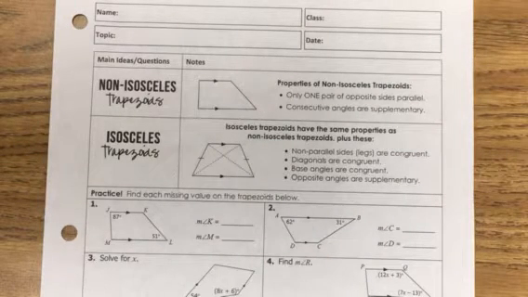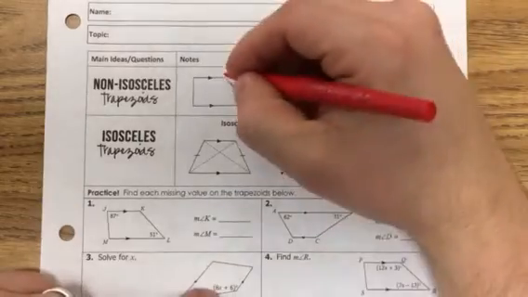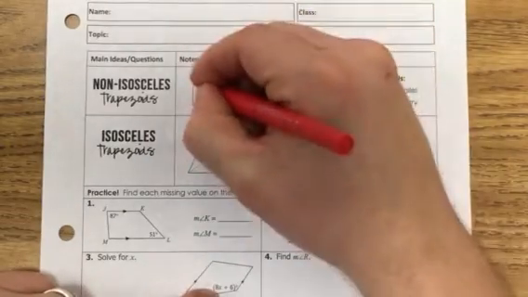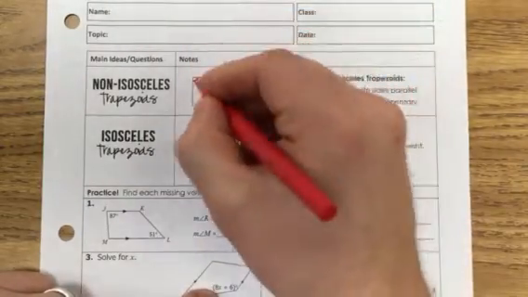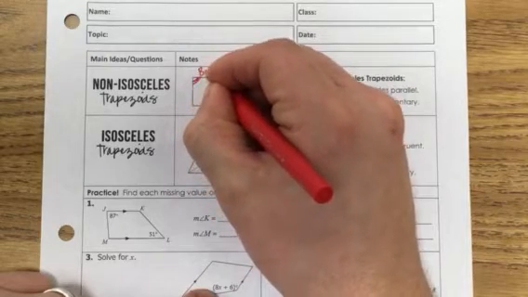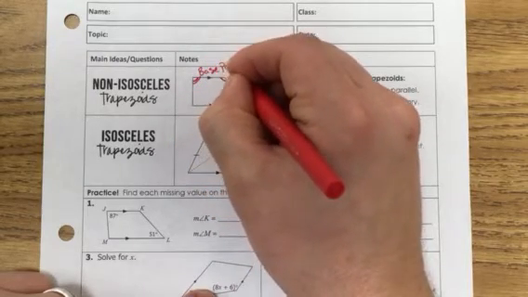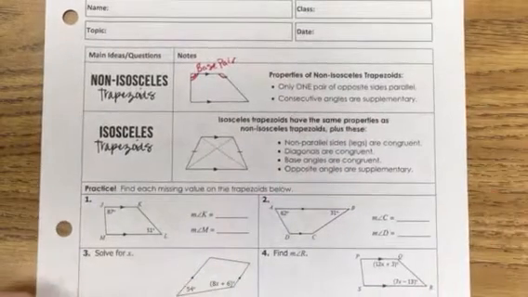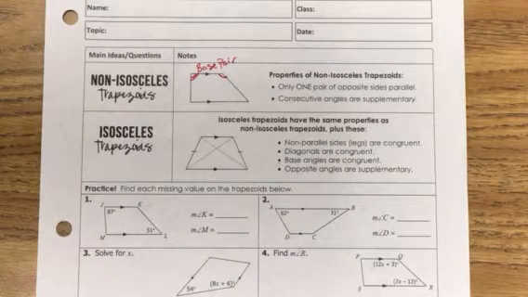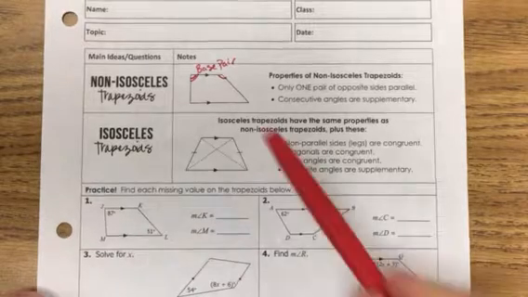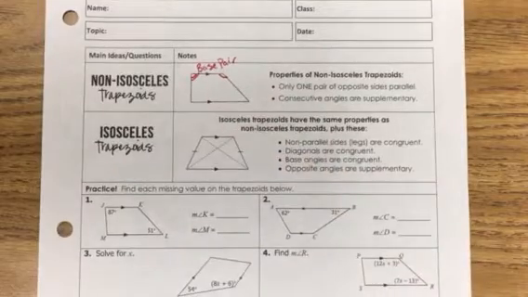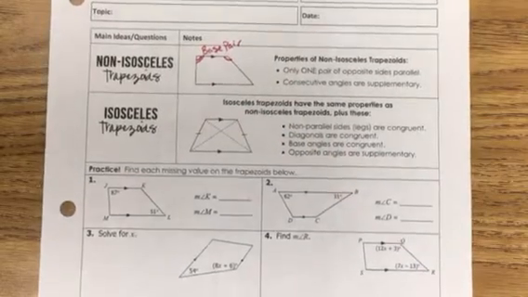Now, where this gets confusing is if I mark these two angles right here, I'd call those two angles a base pair. The base pair themselves are consecutive angles, but they are not supplementary. If I was going to talk about supplementary angles, I'd have to talk about two angles on the same transversal. So just make sure you don't get that confused.